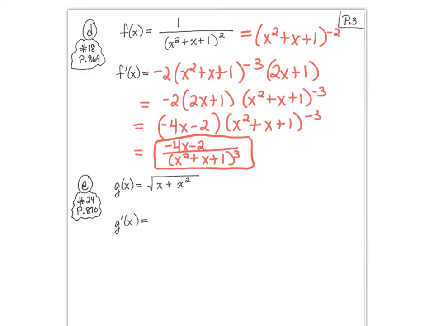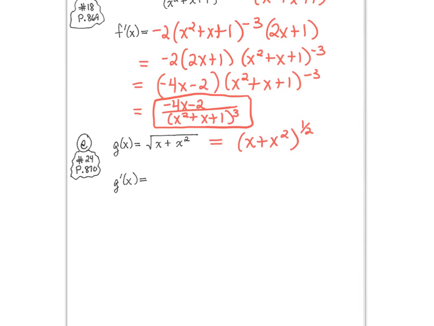All right. Now, part E. You have g of x equals the square root of x plus x squared. How would you approach this problem? Yes. Rewrite the original problem as the quantity x plus x squared raised to the 1/2. Very good. And now it's in a form where you can apply what rule? Chain rule. Go for it. Find the derivative. What do you get here?